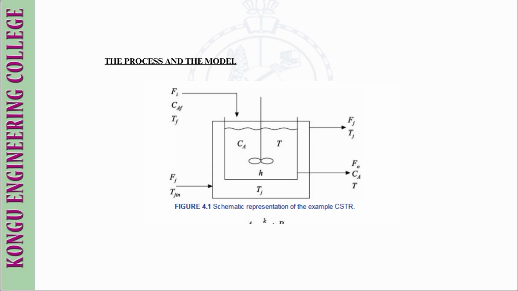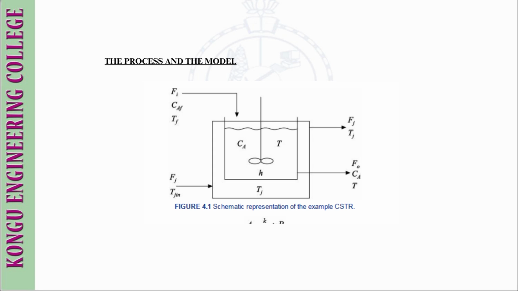Now, let's take a closer look at the schematic of a CSTR. This is a jacketed reactor, meaning it has a surrounding jacket through which a cooling or heating fluid can flow. The feed enters the reactor at a flow rate Fi with a concentration of A denoted as CAF and the temperature TF.